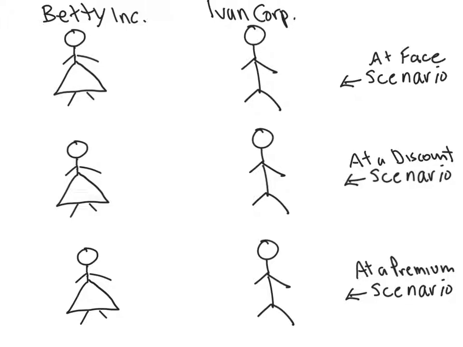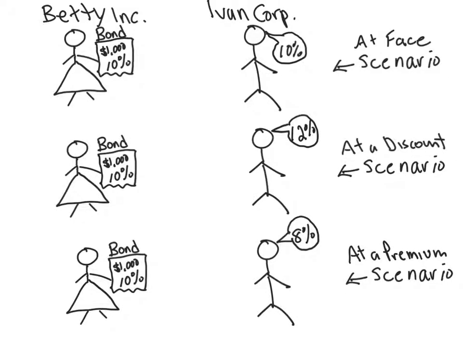So we got Betty, who's going to issue some bonds to Ivan. And no matter what the market rate happens to be, Ivan will also always make whatever required return he demands. Here is the bond. Again, in each case, in each scenario, the bond is the same.